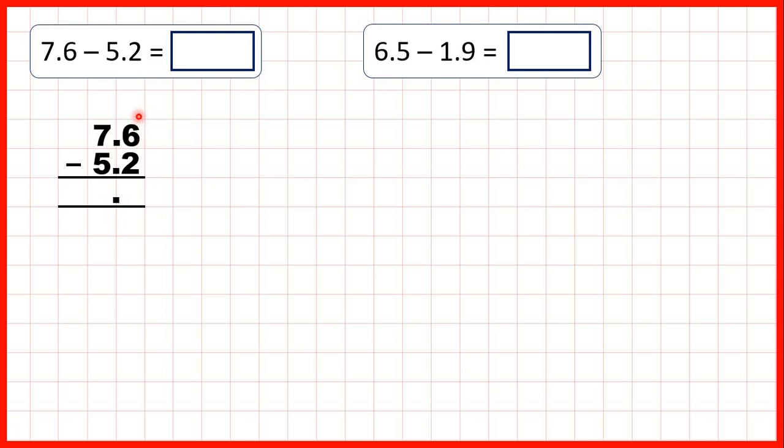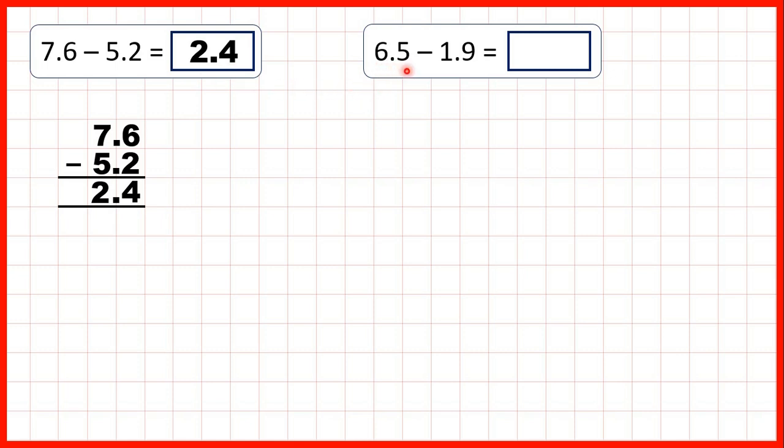Now, with column subtraction, we work from right to left, so we start by subtracting our tenths. We have 6 minus 2, which is 4, and then onto our ones column, we have 7 minus 5, which is 2. So our answer is 2.4.